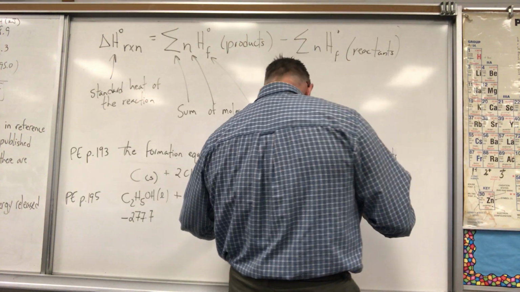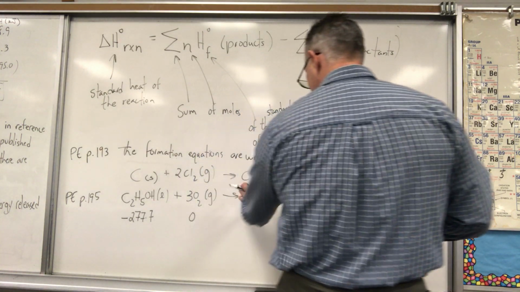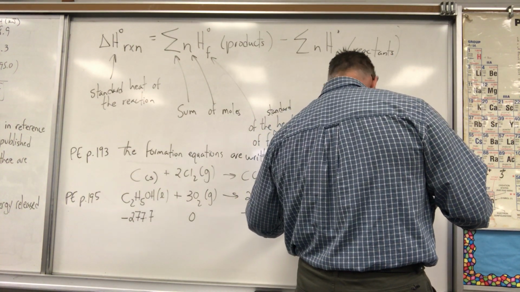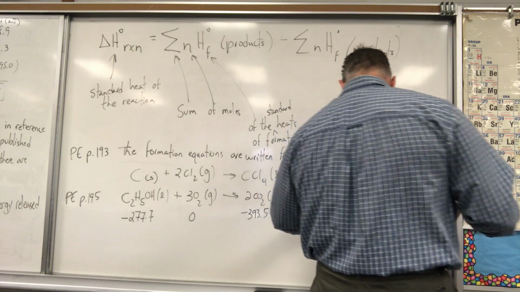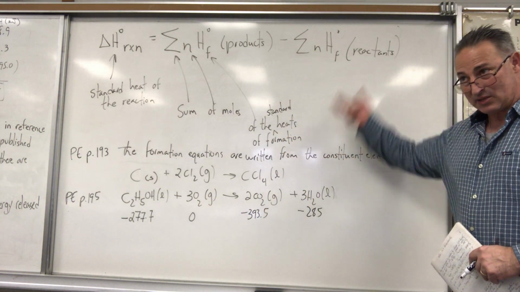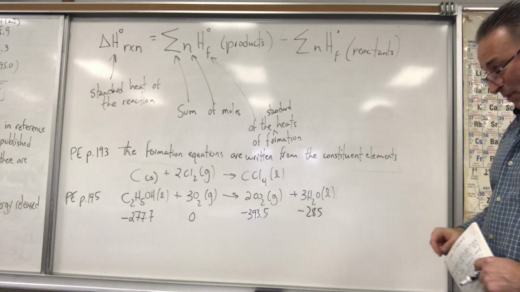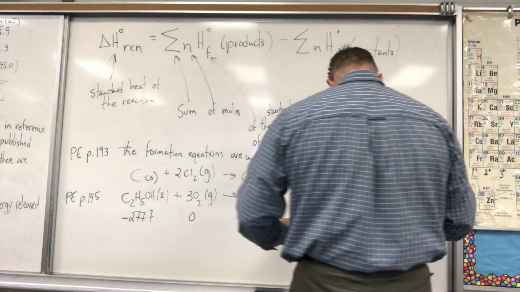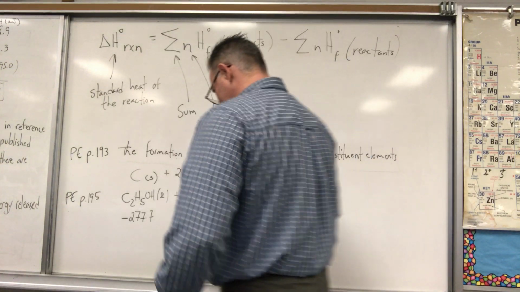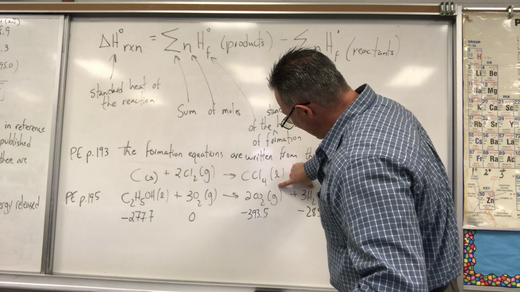And then for CO2, it's negative 393.5 because it's composed of 2 different atoms. And then for water, in liquid form, it's negative 285. And they do specify that there's a difference between liquid and gaseous water. Gaseous water has more energy in it because it's moving around more quickly. So its heat of formation will be different from liquid water.